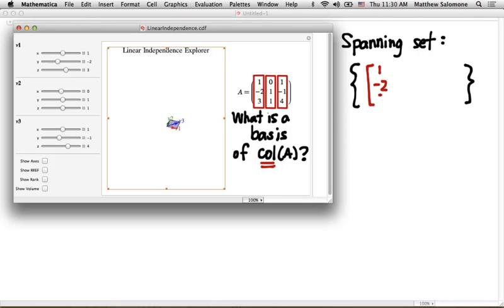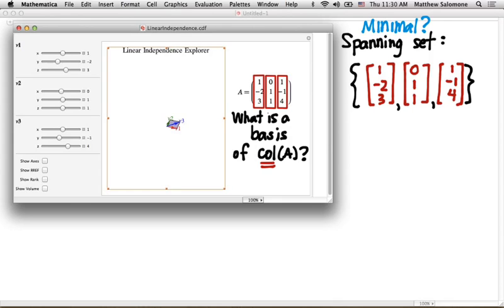1, -2, 3, 0, 1, 1, and 1, -1, 4. That's a spanning set for the column space. But in order to have a basis, we need that extra adjective. We don't want just any spanning set. We want a minimal spanning set.